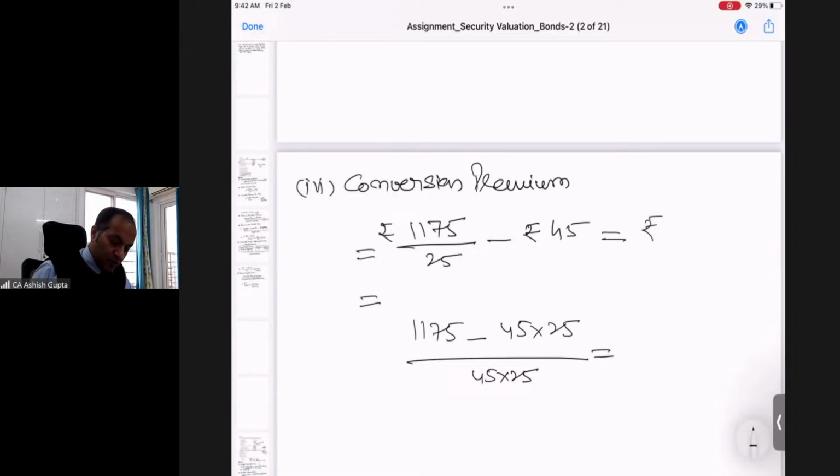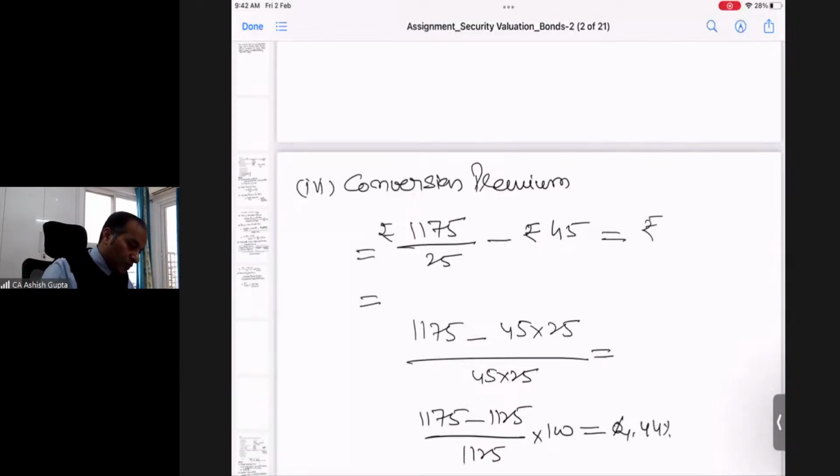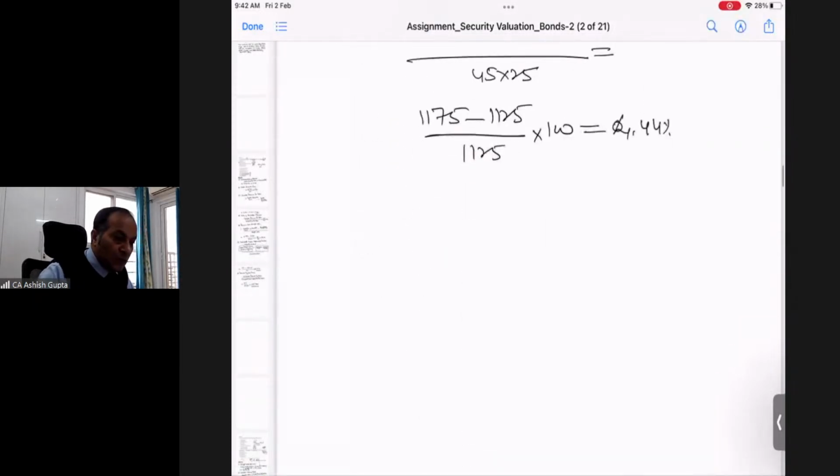Okay. So my value comes to 1175. So it will be 4.44%. Okay, that way we can also compute the same. Then it comes the percentage of downside risk.